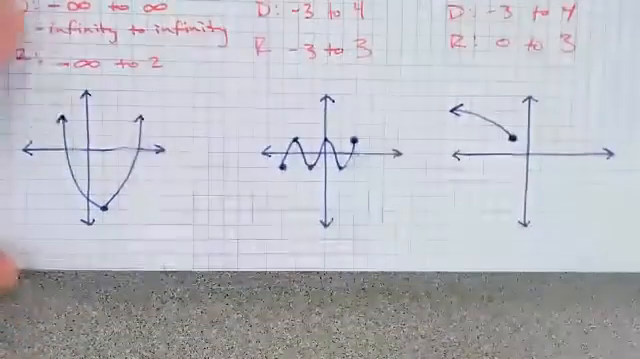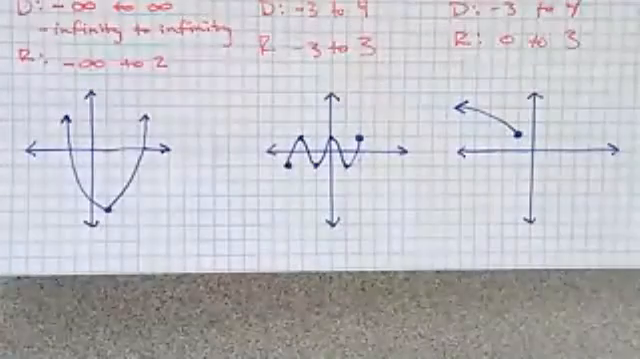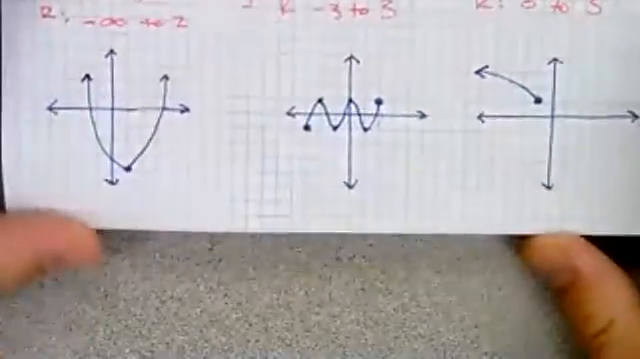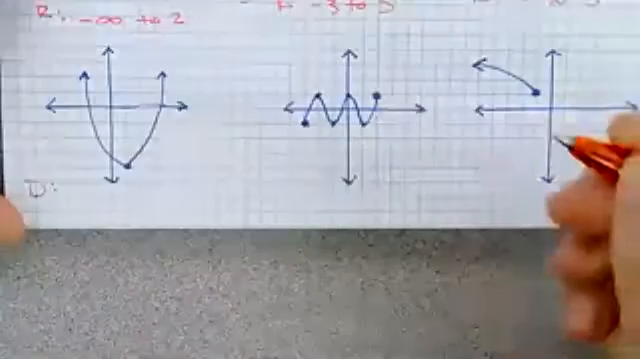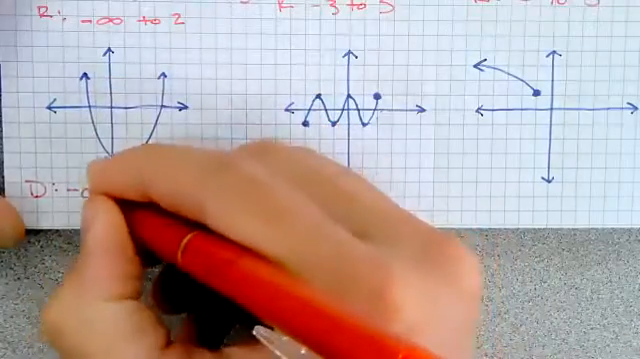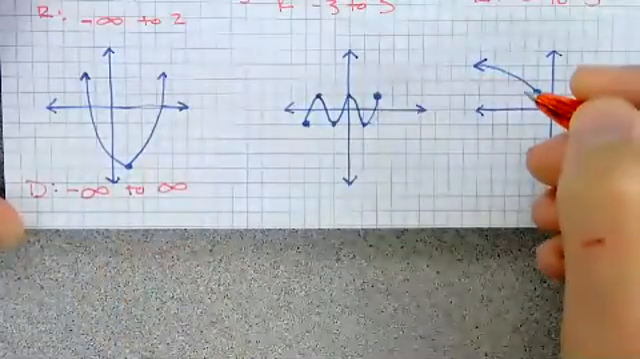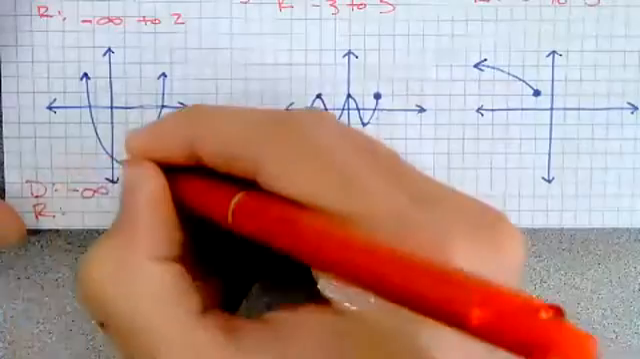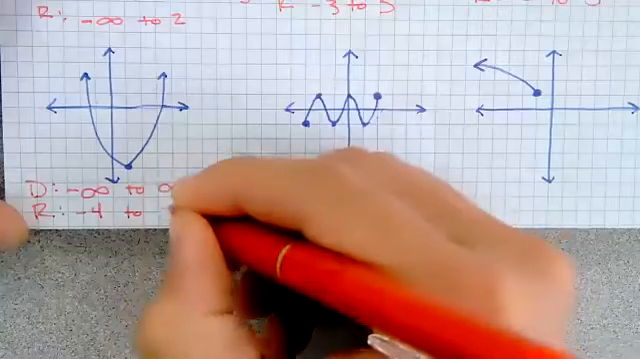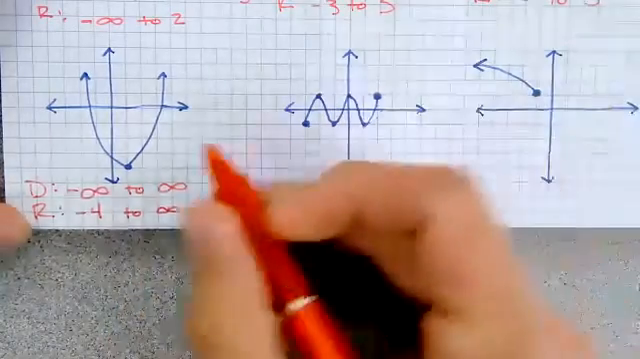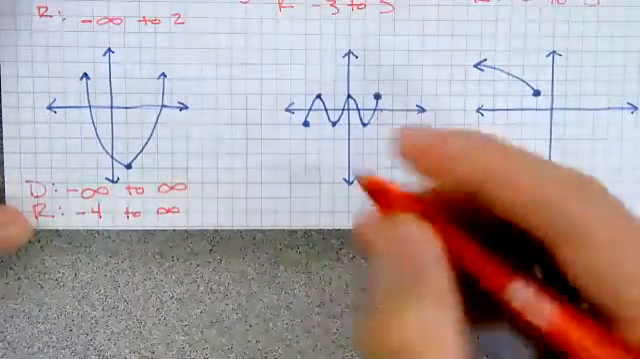All right, last 3 here. First one, domain, furthest value to the left. It keeps going to the left forever and ever, so that would be -infinity. Keeps going to the right forever, which would be +infinity. Lowest value should be at -4. Continues going up forever, so that would be to infinity and beyond.